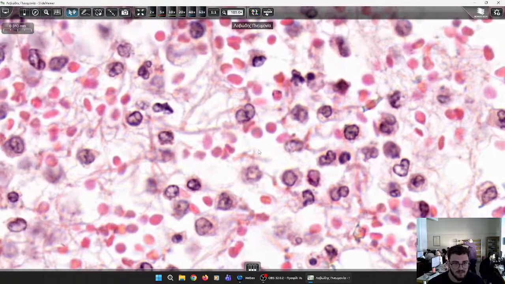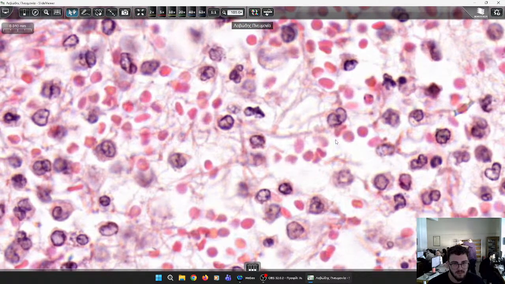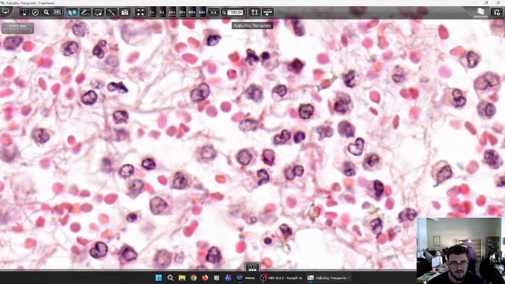Ah, that's a macrophage. That one, a macrophage. You see, the nucleus is round, a mononuclear cell. And it's excellent.